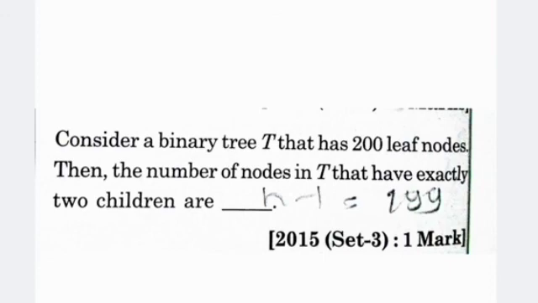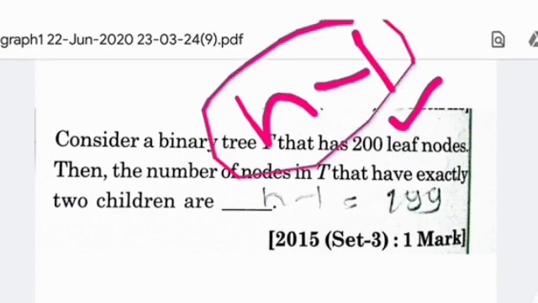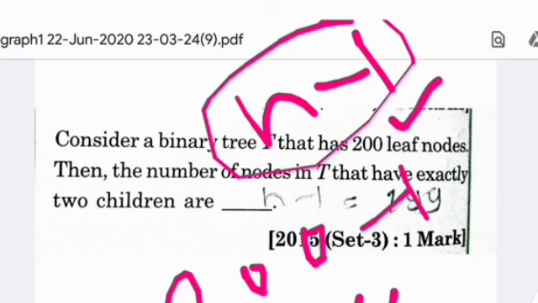Consider a binary tree T that has 20 leaf nodes. Then the number of nodes in T that have exactly 2 children is what? So it is a fill in the blanks type question. So here, what is the total number of nodes? The number of nodes with 2 children is the number of leaves minus 1. So the correct answer is 20 minus 1, that is 19. Now move on to the next question.